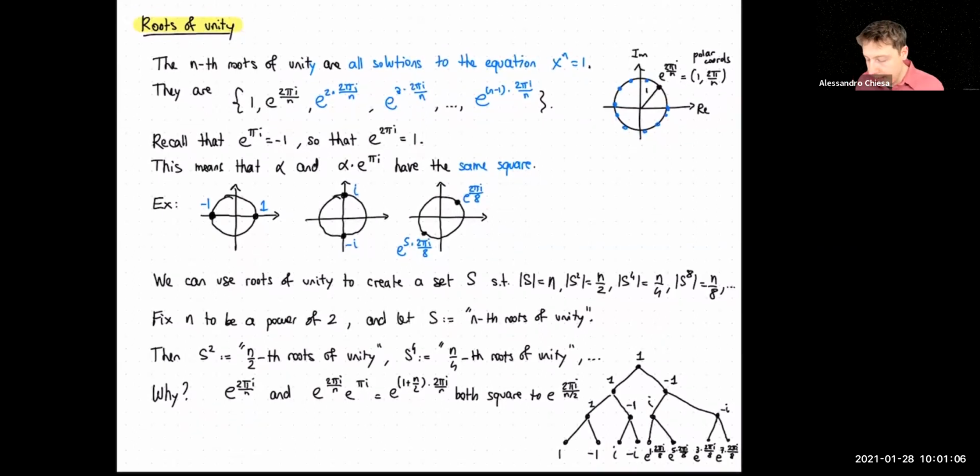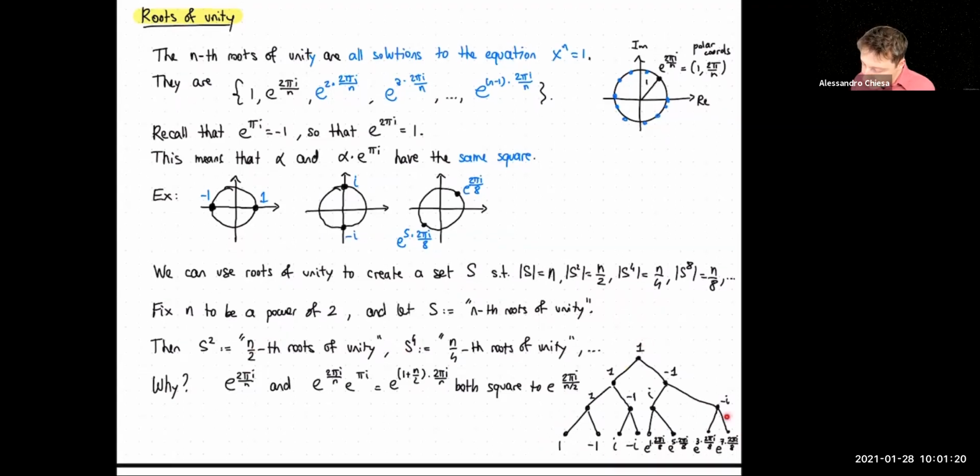And our definition of the set S is going to be, for n being a power of 2, let S be the nth roots of unity. So that squaring gives the n over 2 roots of unity, and the 4th power gives the n over 4 roots of unity. So you have this kind of tree where children of the same parent are the ones that share a square, right? Because 1 and minus 1 have square 1.